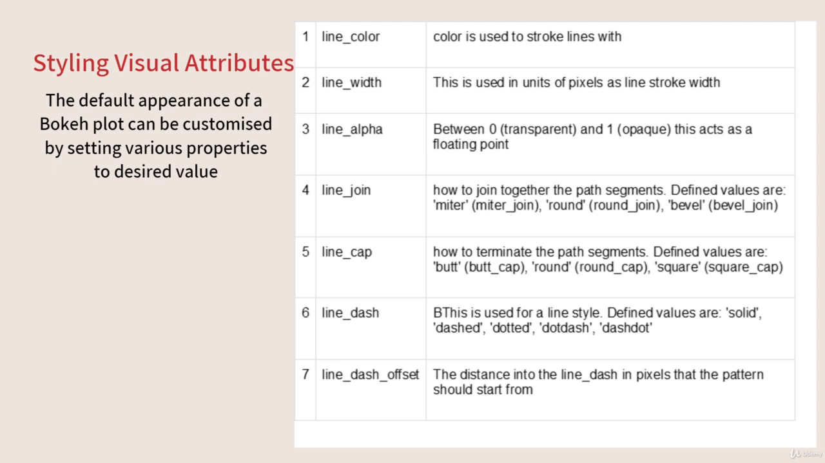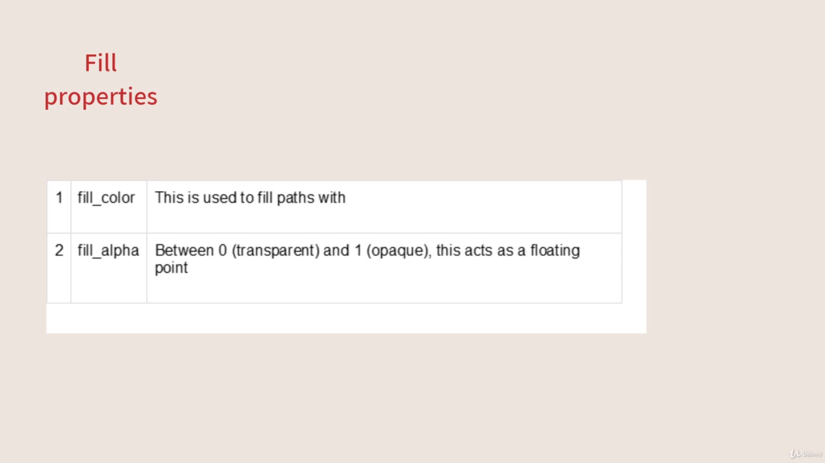If you want to have dash lines, instead of solid lines you want dashes, then line underscore dash can be used. So different parameters are there which you can mention, and we call them the visual attributes. Then there are fill properties. If you want to fill a path with a certain color, you can have the fill underscore color parameter. If you want to change the transparency of color, which varies between 0 and 1, the fill underscore alpha parameter can be used. 0 means you want it to be transparent, 1 means you want it to be opaque. So these are certain fill properties that you can use.